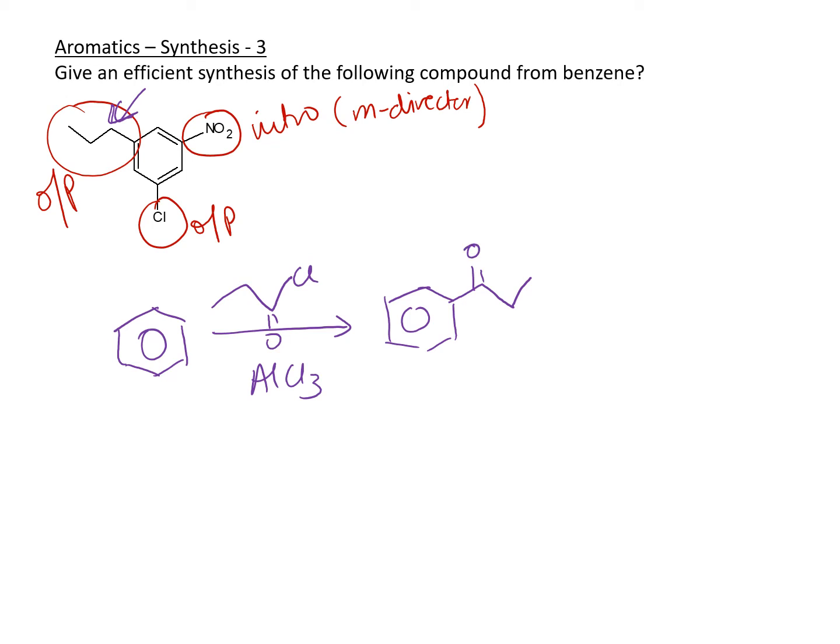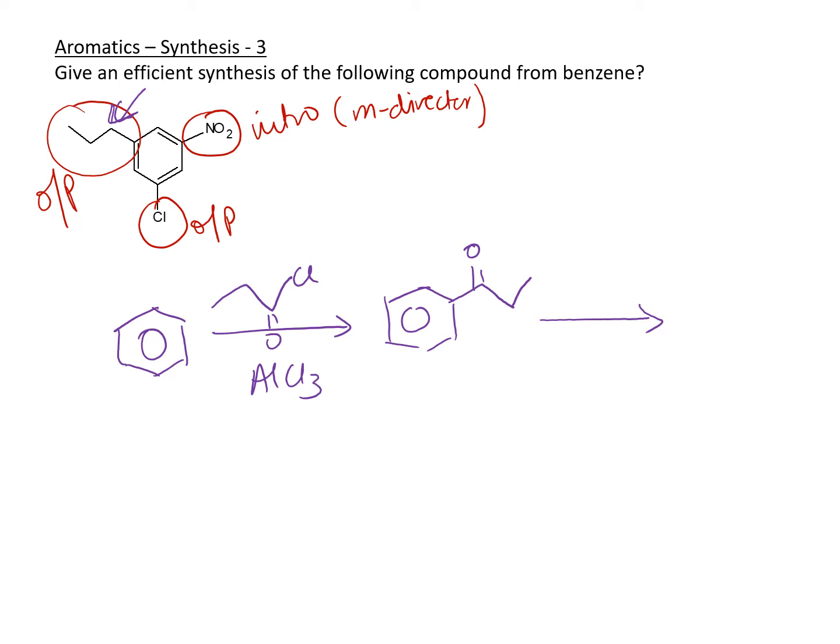Now once I have this, I know this group is a meta director, because of the keto group. This is a meta director, so this is not yet a propyl group, which means I can use this one now to do the other 2 reactions. Now which reaction do I want to do first? It's entirely up to me, because it doesn't really matter. I can go ahead and do the nitration first if I want to, or I can do chlorination, because in both cases I will get meta substitution.